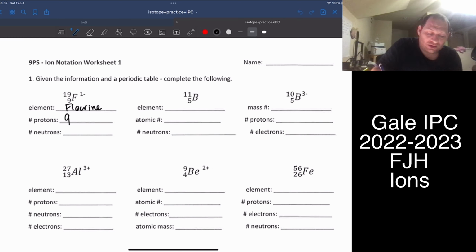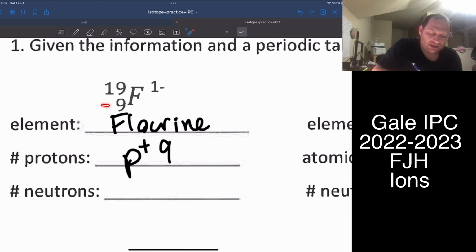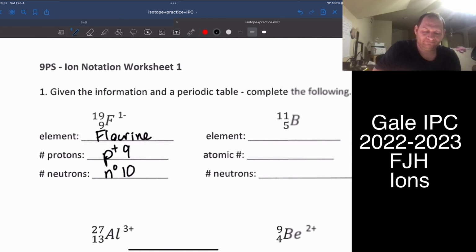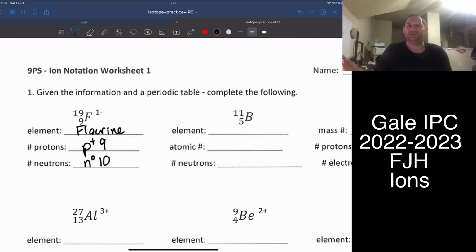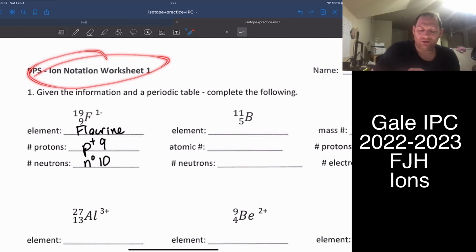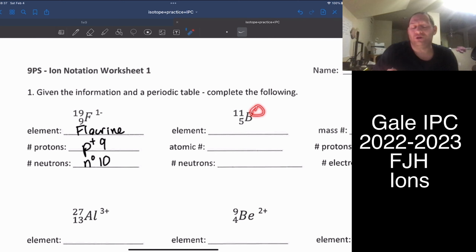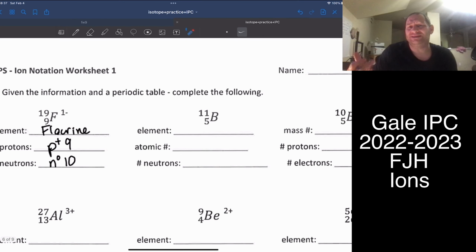Now, instead of just writing the number 9, I want you to actually put P plus 9. It will help you out later on. The neutrons. Remember, we take our mass, let me zoom in here. 19 minus 9 gives us our neutrons, which is 10. Easy. All right. Now, even though it says ion notation, it's still the same thing as nuclide notation. We're just adding that little charge to it. It's like potato, potato. So many different ways of saying the same thing.